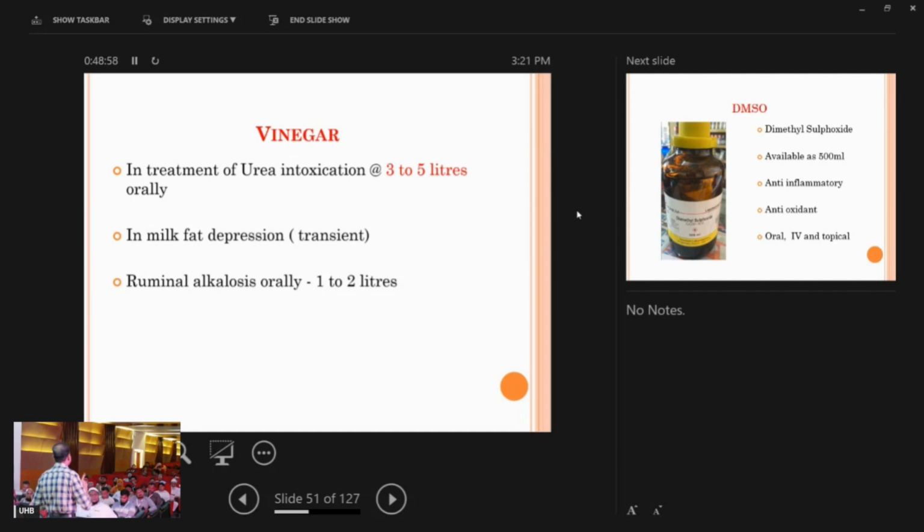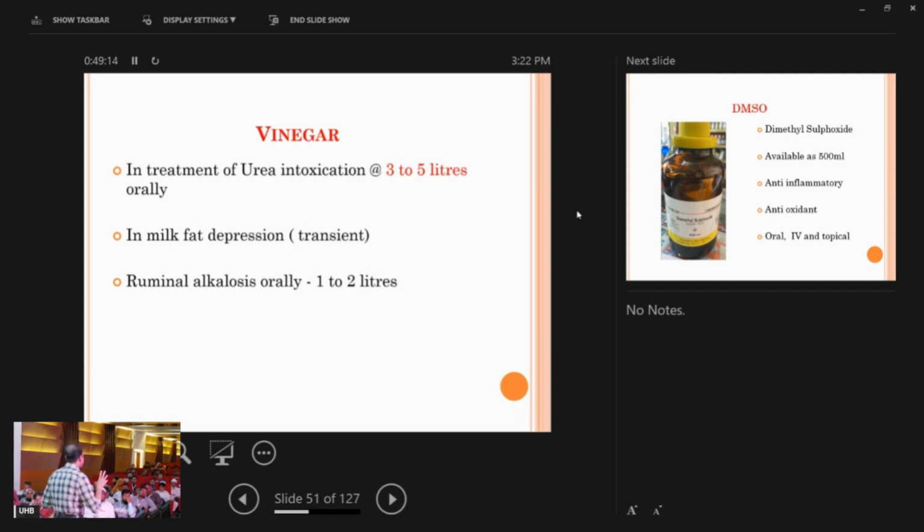You have to drench it immediately with vinegar, 3 to 5 liters orally. Otherwise we cannot save the animal. You don't have time to go and attend the case. You have to tell the farmer to immediately drench 5 liters of vinegar followed by some cold water. Then we go and treat it accordingly.